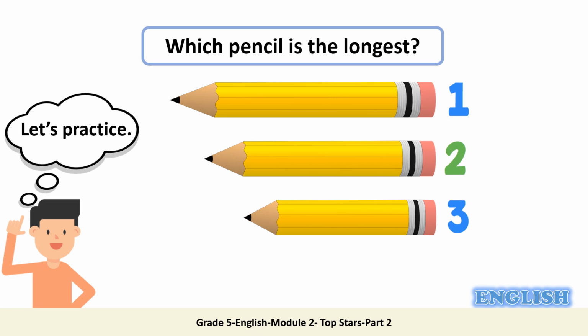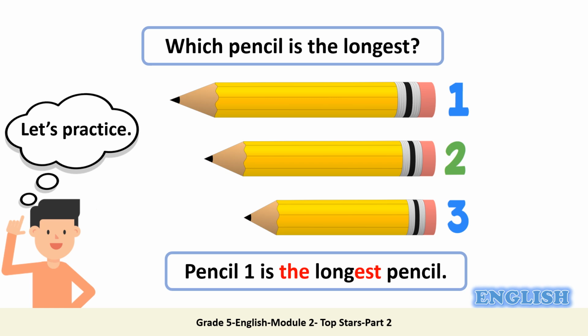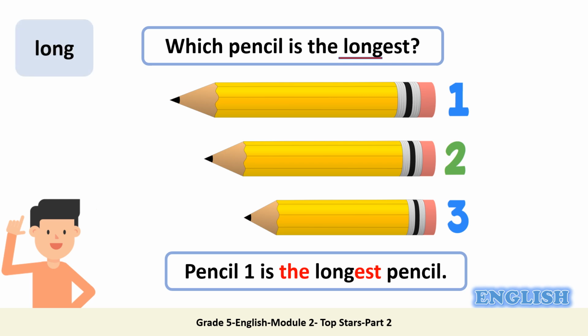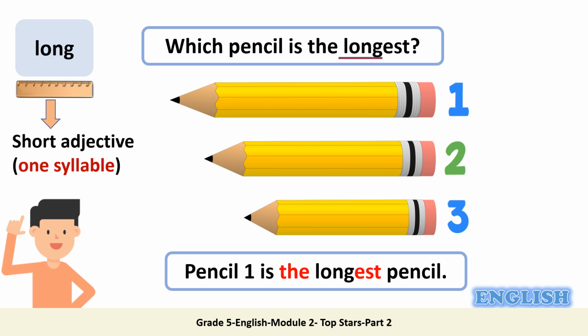Now let's practice together and try to form sentences using superlative form. Look at these pencils. Which pencil is the longest? Yes, pencil 1. Pencil 1 is the longest pencil. Look at the adjective long. How many syllables are there? Very good. One syllable. So it's a short adjective. That is why we add est to the adjective.